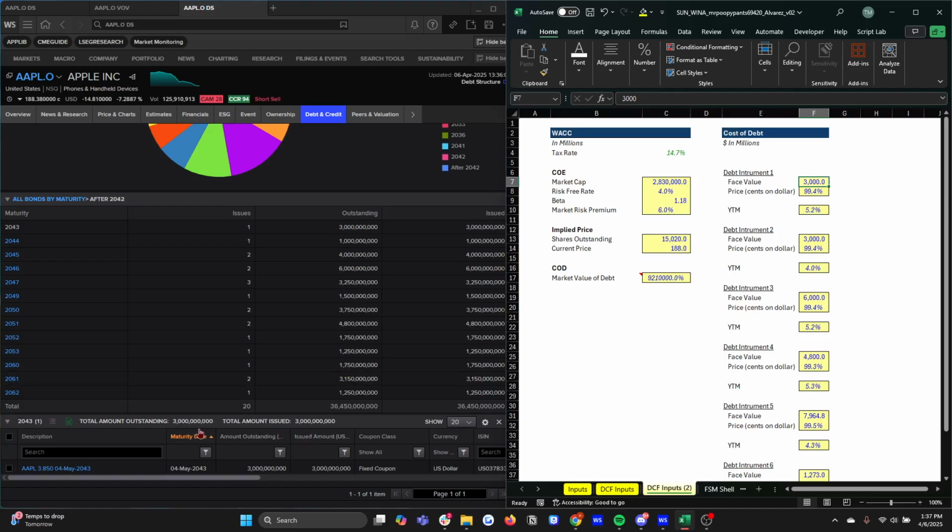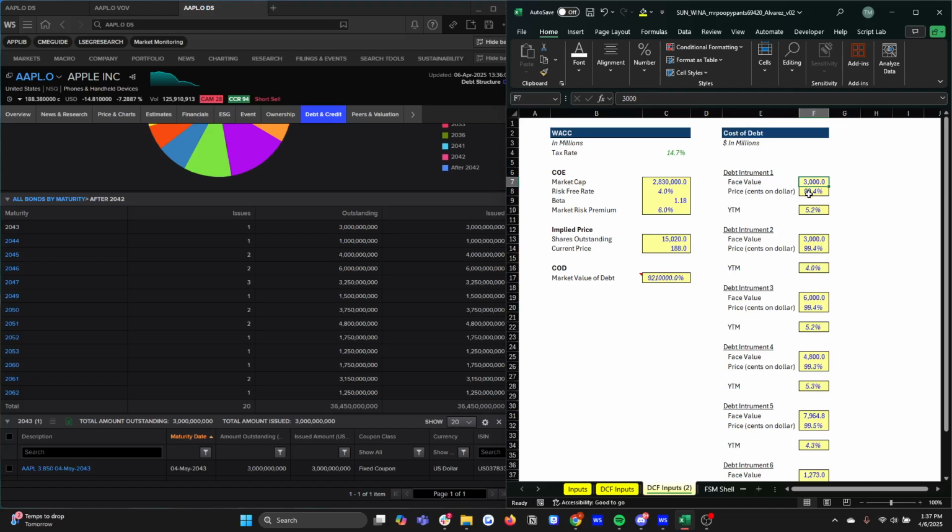So total amount issued, as you can see for this year 2043, right here, is this sum. We want it in millions, right? So I input it already over here in millions, but basically you just make sure this is all in the right units. It's going to be super important because it's going to go towards calculating your WACC, and that's going to be very sensitive when it comes to discounting your cash flows.